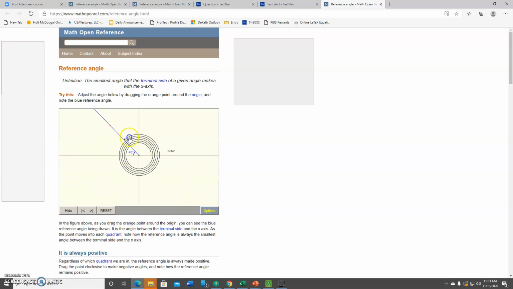No matter how big the standard angle is, notice the reference angle stays a value between 0 and 90 degrees. If I go in a negative direction, notice the reference angle always stays positive no matter what, because the reference angle is purely asking how far you are away from the x-axis. So no matter how big the negative angle is, the reference angle is always a positive value between 0 and 90 degrees inclusive. So let's go back.